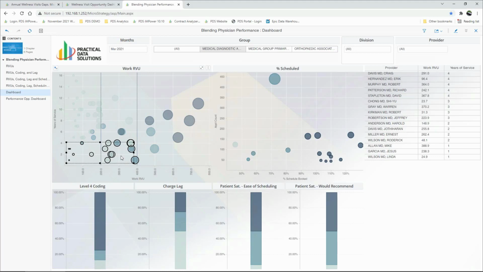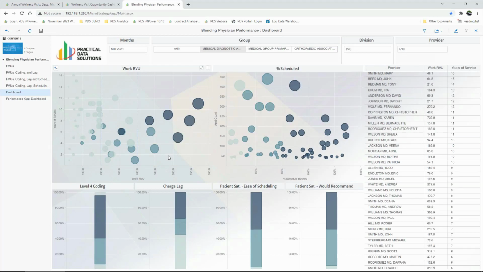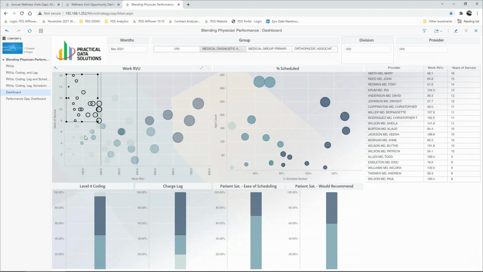We can help them with their coding by providing some audits and things like that. We can help them with their charge lag by giving them some training on how to get their notes signed off and into the system a little bit more quickly. But then if you look at the other quadrant, which is right above that, we can work a little bit with providers on helping them get their practices built up. We can help them with their scheduling. We can help them with their coding and their charge lag.